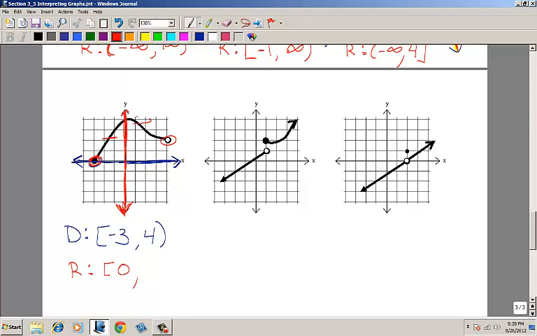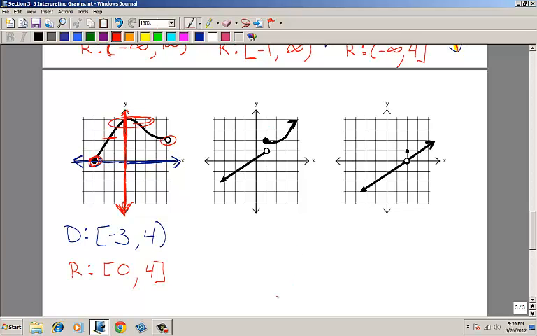Notice, I'm way higher than this up here. If I look here, my highest point is at 1, 2, 3, 4. 4 on my y-axis. And I can be that 4 because I have my closed or solid line. So my range is from 0 to positive 4. And again, I use a bracket because it's a solid line.